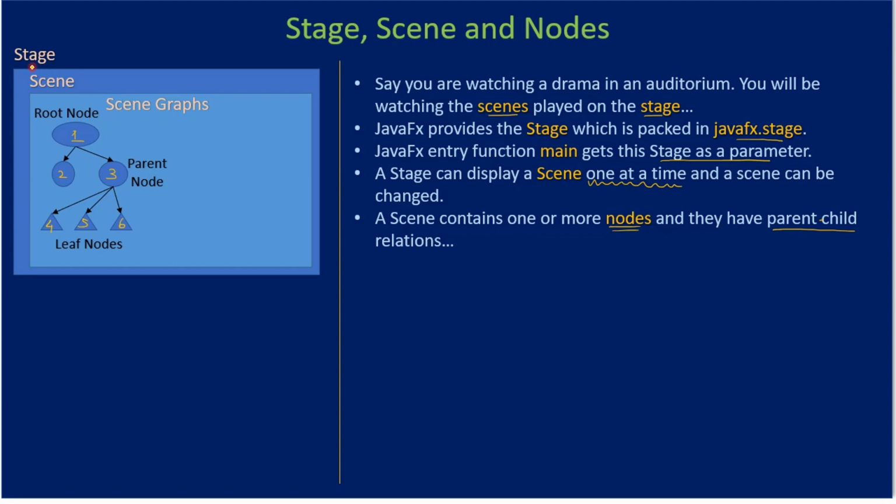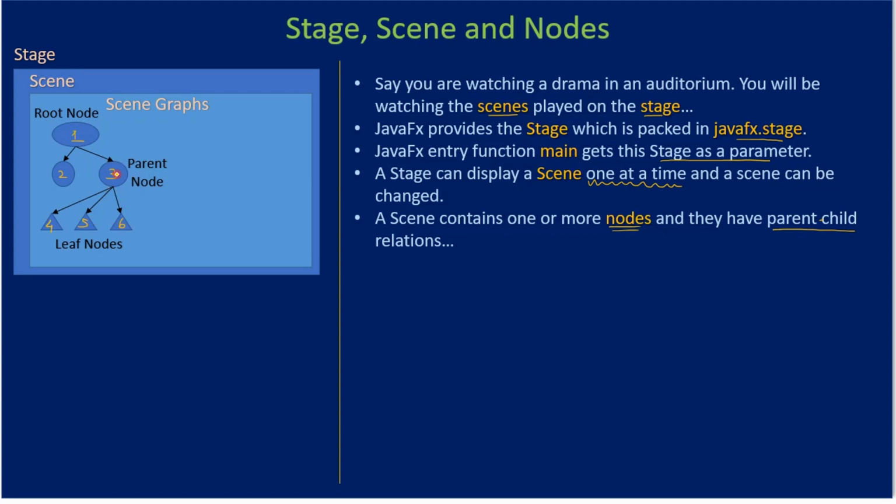So a stage contains a scene, which contains a scene graph. A scene graph is nothing but a collection of nodes, and this collection of nodes establishes a relation between parent and child. So 1 is the parent for 2 and 3. 3 is a parent for 4, 5, 6.